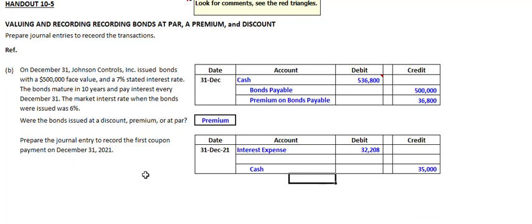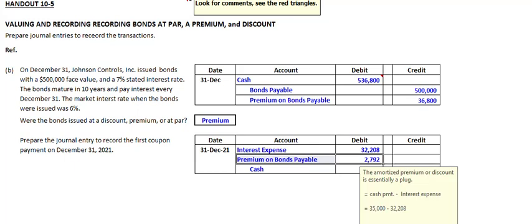Notice debits don't equal credits. We need an additional debit in the amount of $2,792. Our amortization of any premium or discount is essentially a plug. It's the difference between the two. And so in this case, we will debit or reduce that premium on the bonds payable by $2,792. By the end of 10 years, that premium will have been reduced to zero, and our net carrying value will be $500,000, equal to the bond's face value.